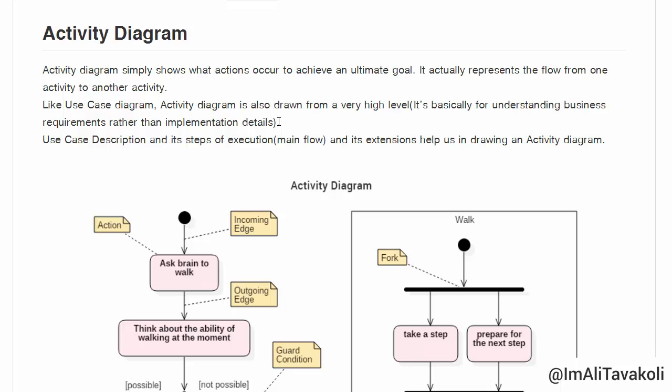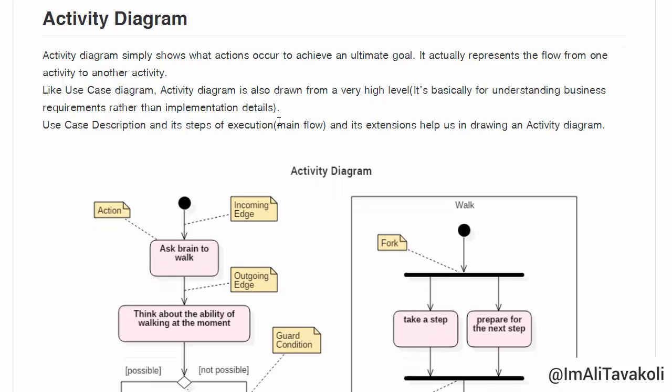The use case description and its steps of execution, main flow, and its extensions help us in drawing an activity diagram. Because as you know, the main flow of a use case shows us what should happen step by step so that that use case, or let me say functionality, can achieve its goal. So those steps obviously can help us very much in drawing the activity diagram and its actions.